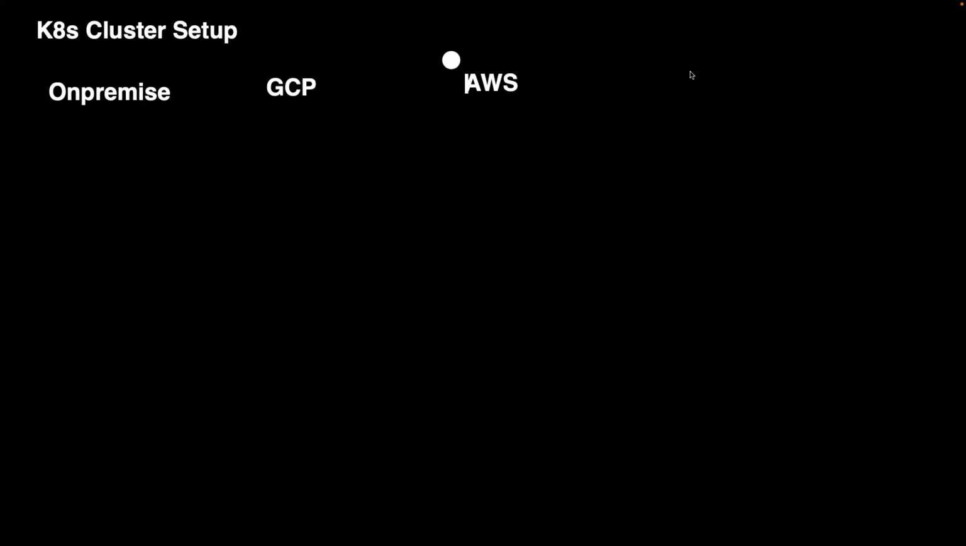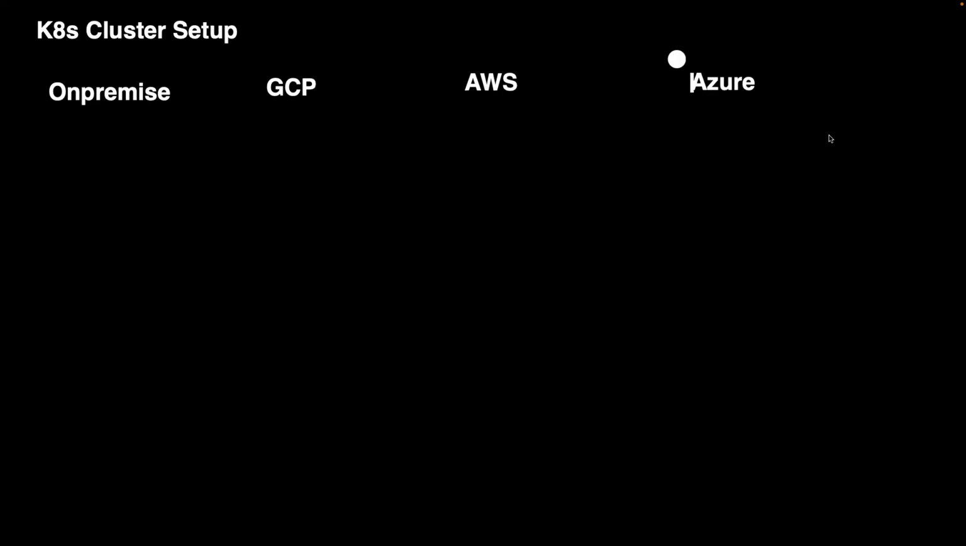So coming to the cluster setup, like I told you, Kubernetes cluster setup can be done on different platforms. It can be an on-premise cluster setup, or it can be on cloud. Again, on cloud, you have Google Cloud, GCP, Google Cloud Platform, or it can be AWS, or it can be Azure, or it can be anything, right?